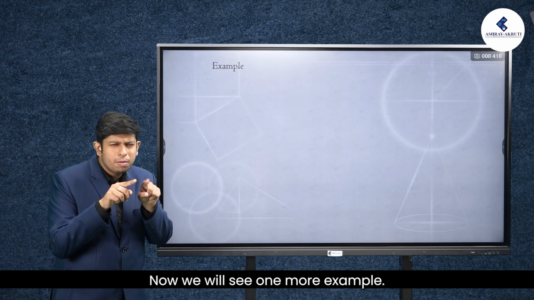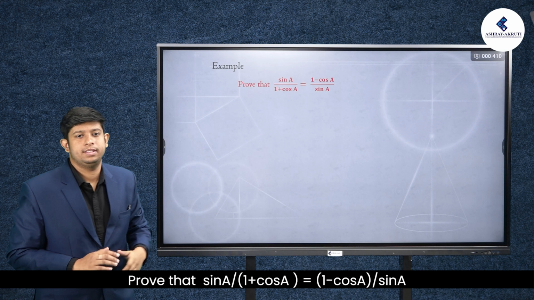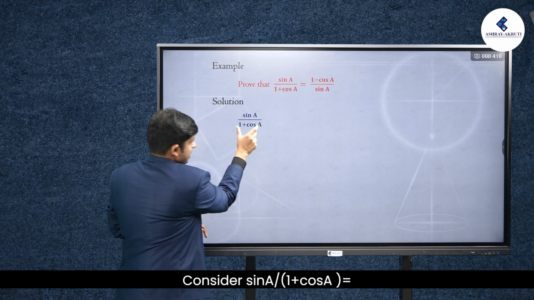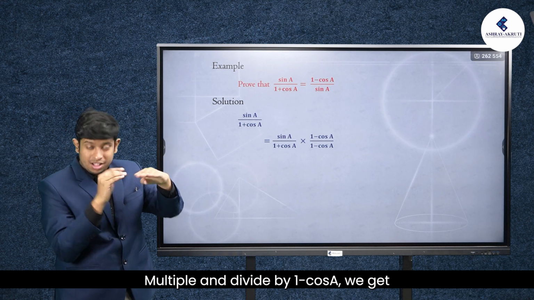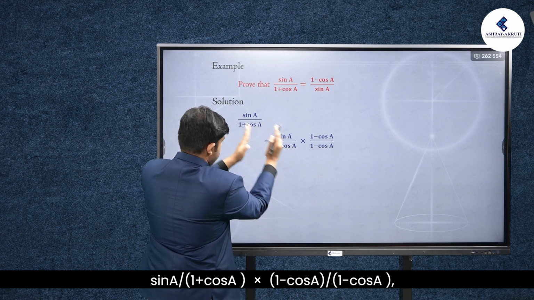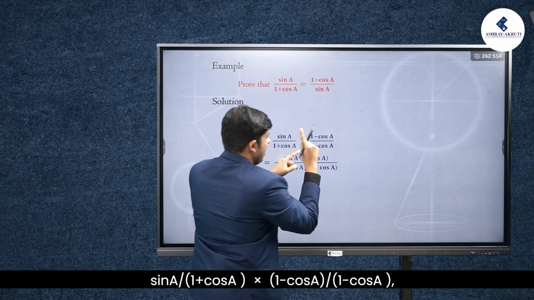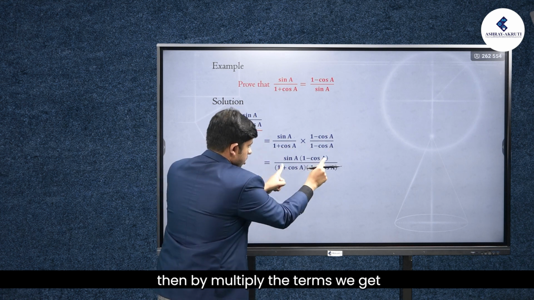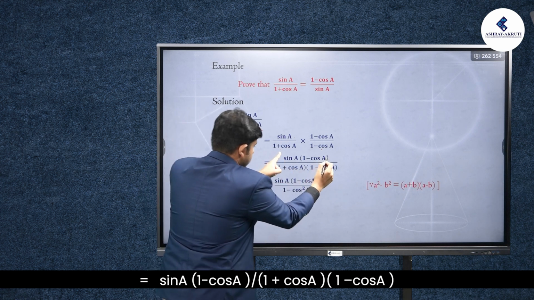Now we will see one more example. Prove that sin a by 1 plus cos a is equal to 1 minus cos a by sin a. Solution. Consider sin a by 1 plus cos a. For the given term, multiply and divide by 1 minus cos a. We get sin a by 1 plus cos a into 1 minus cos a by 1 minus cos a. Then by multiplying the terms, we get sin a into 1 minus cos a by 1 plus cos a into 1 minus cos a.